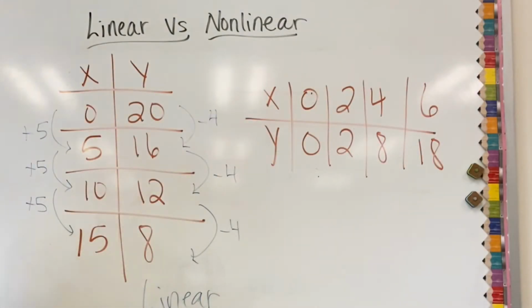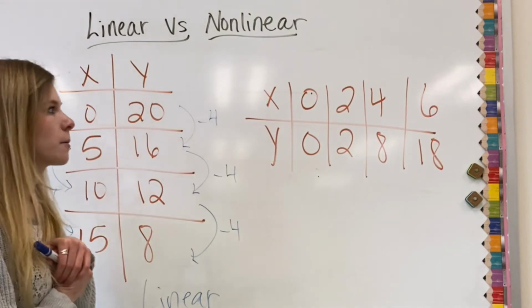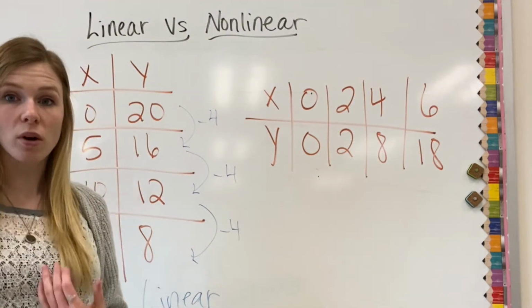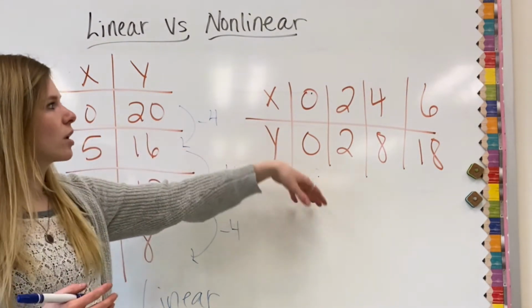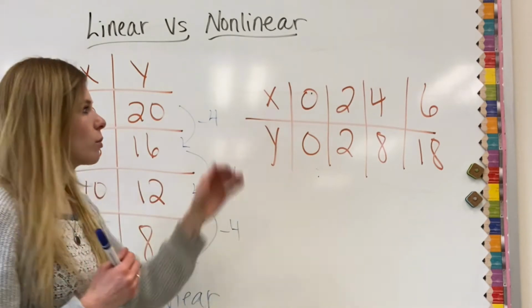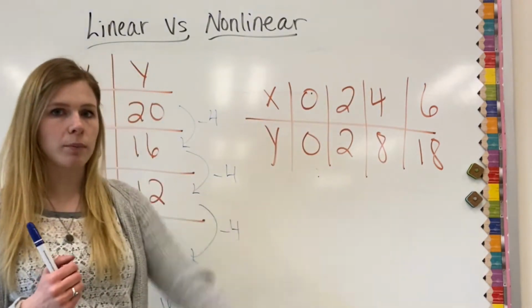Now let's take a look at the second table I have on the board. This time, my table is horizontal. You might see both vertical or horizontal tables. When it is horizontal, your domain will be on the top and your range will be on the bottom.